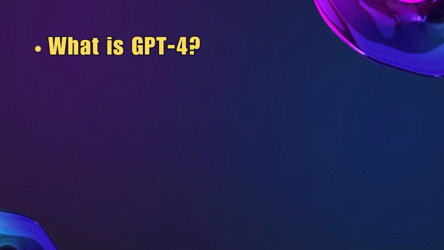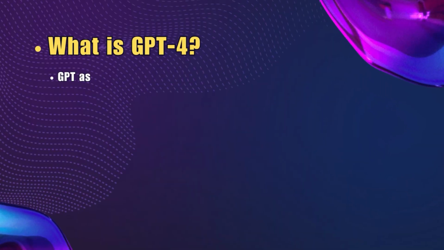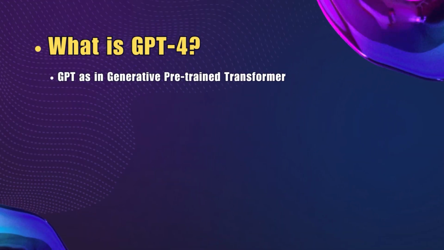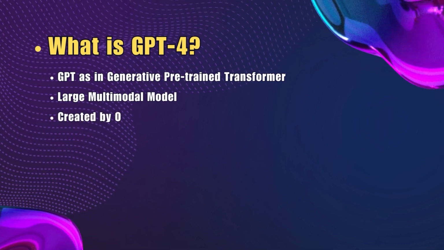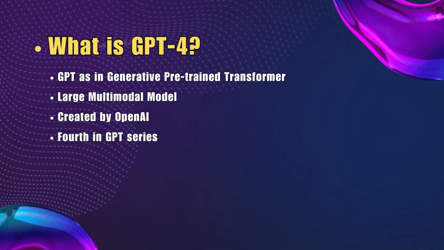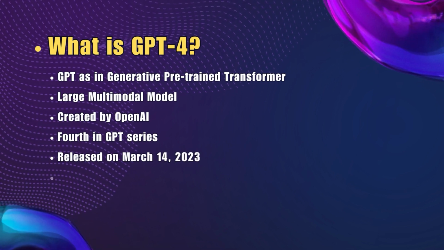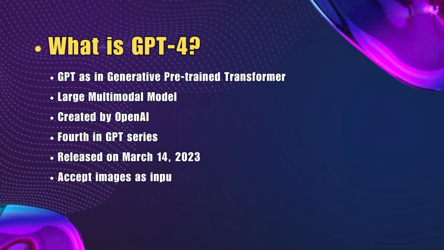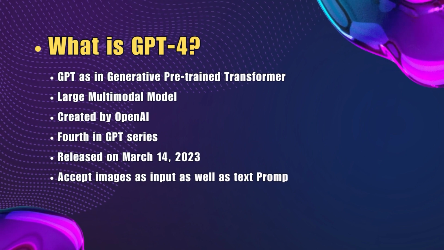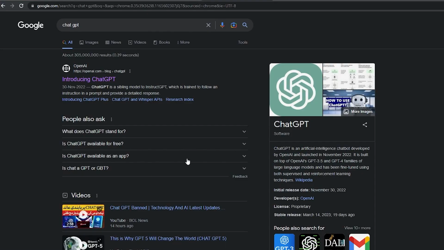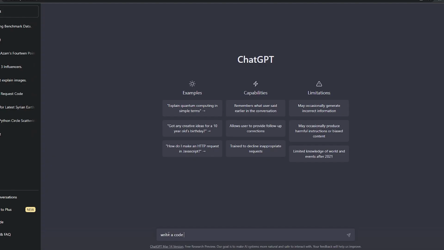Let's start. What is GPT-4? GPT, as in Generative Pre-trained Transformer, is a large multi-modal model created by OpenAI and the fourth in its GPT series, released on March 14, 2023. Being a multi-modal model means it can now accept images as input as well as text prompts, while its previous version, ChatGPT, was able to read text prompts only. If you don't know what ChatGPT is, head over to the link in the description where I explain all about it.